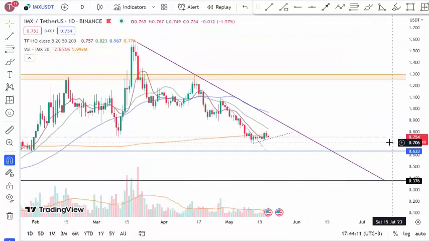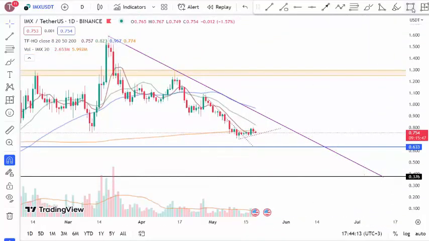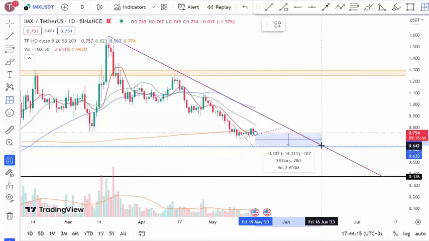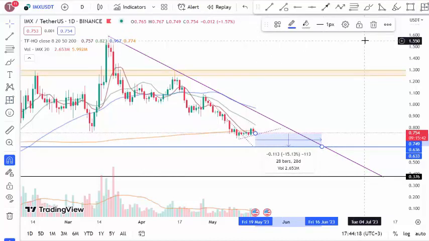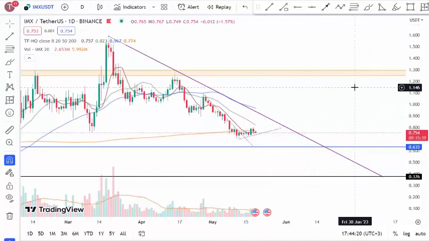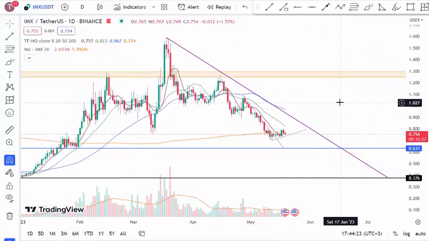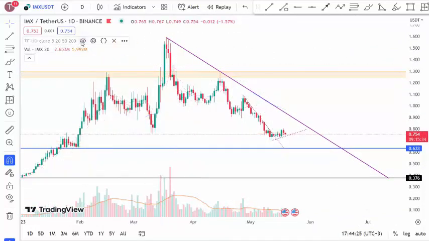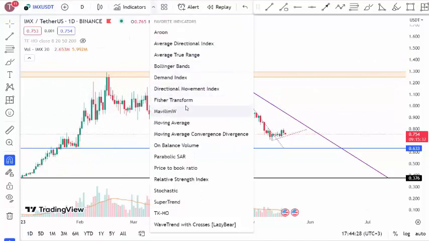We are already waiting for the triangle breakout, which won't take much longer. Approximately, we can say there is about 28 days left, which is roughly a month. It is likely to break before a month passes anyway. Along with that, let's start examining our indicators slowly.